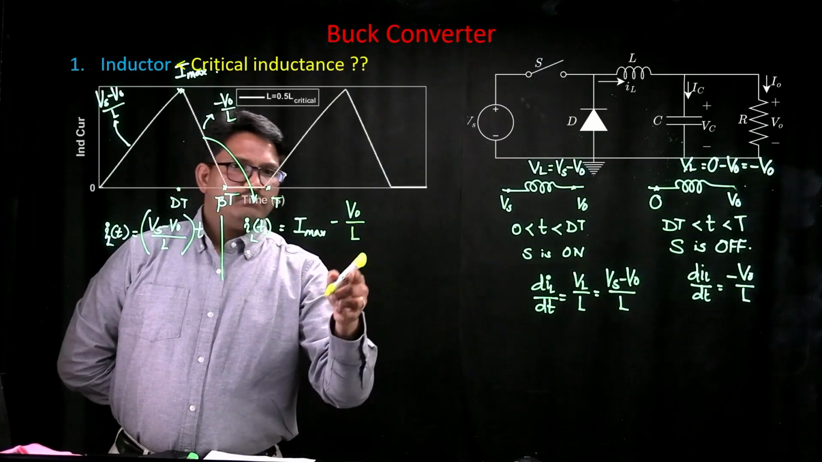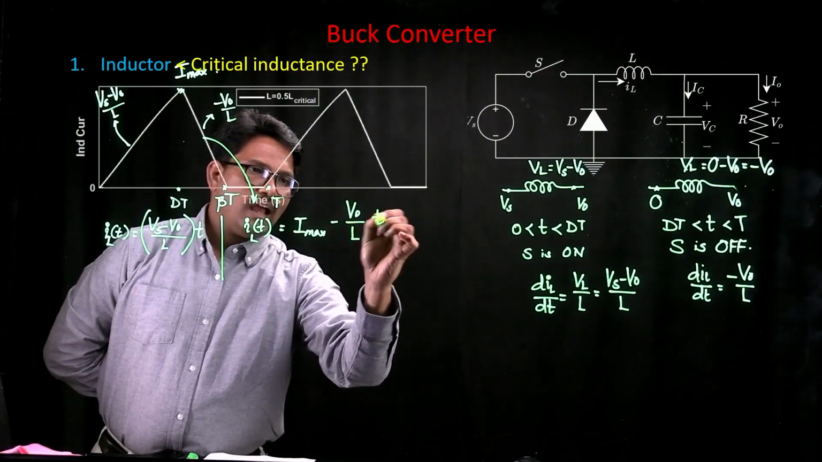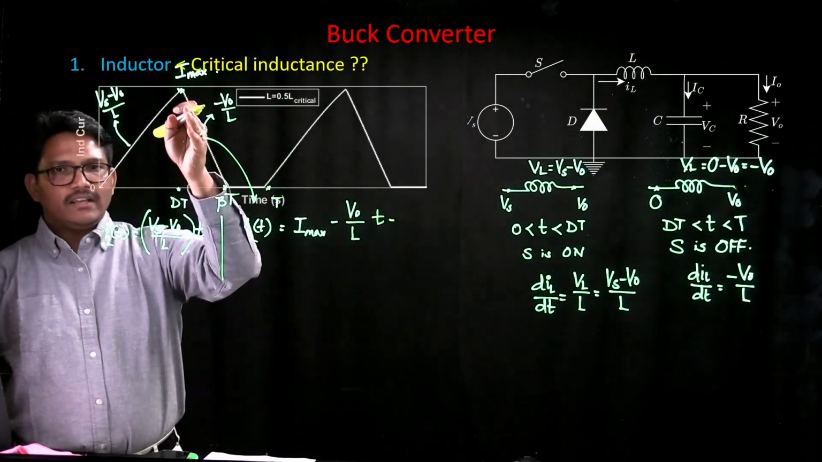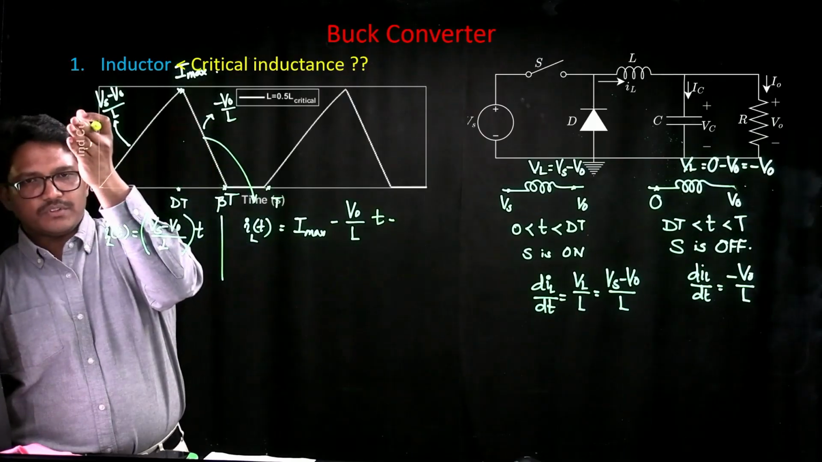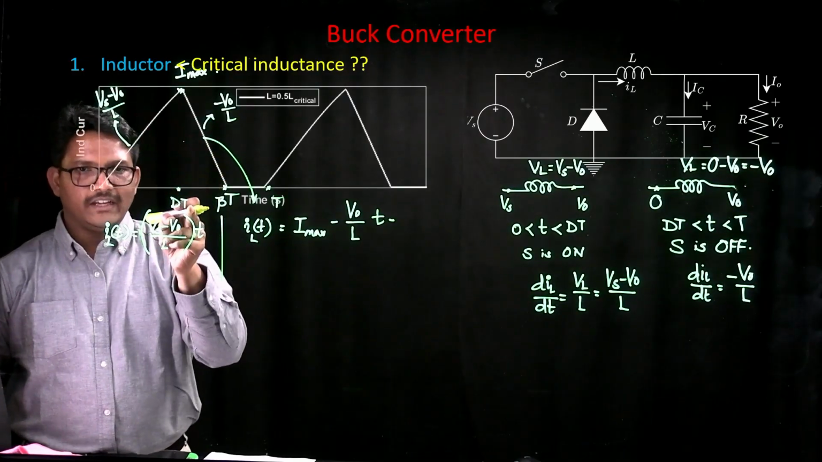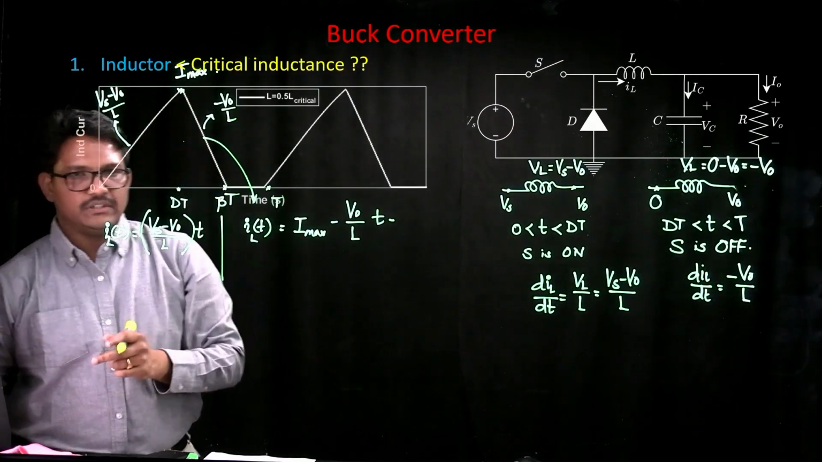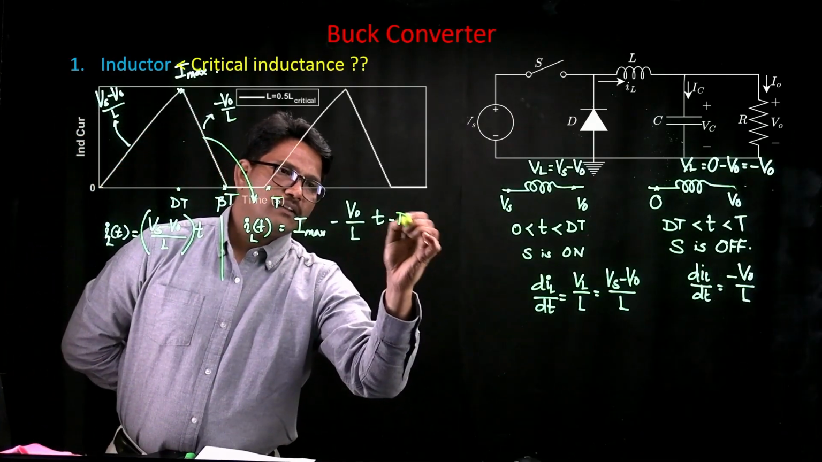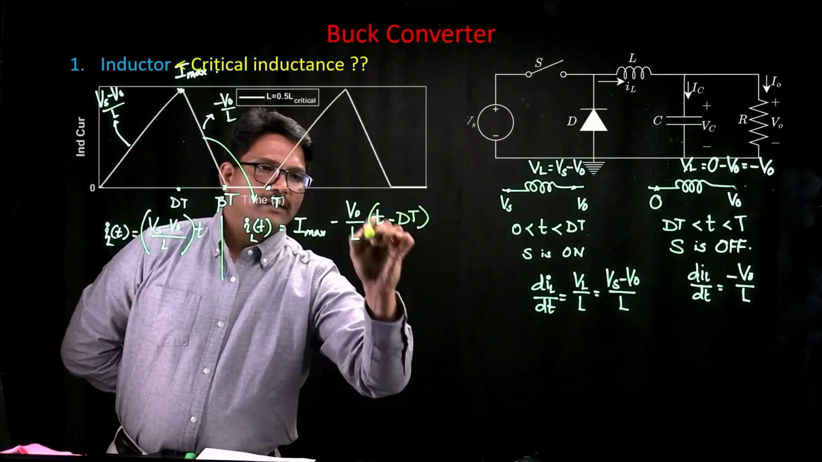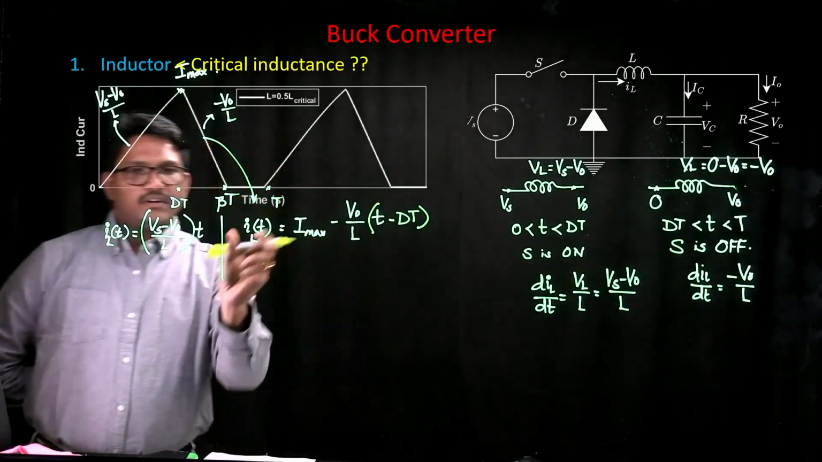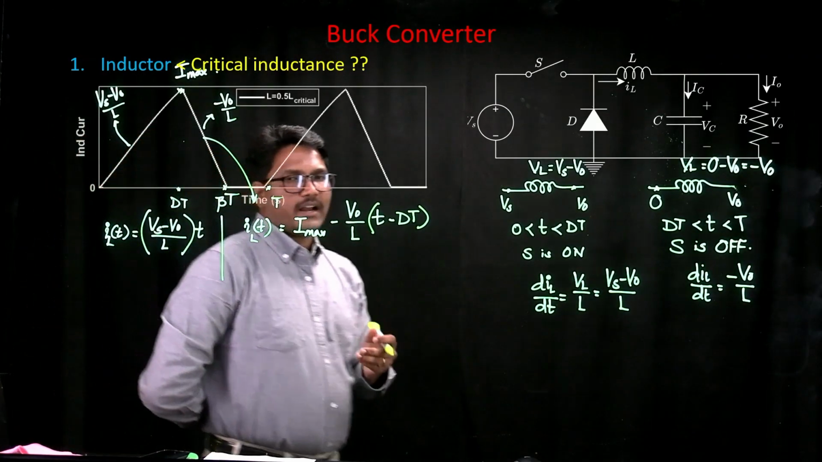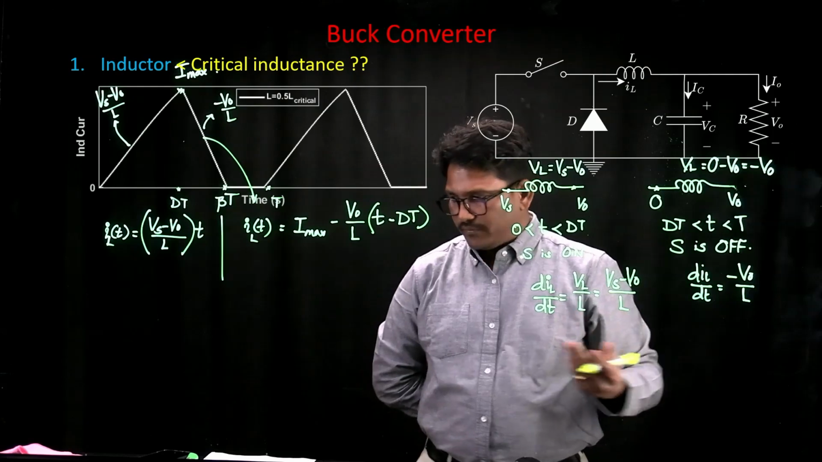And the time is basically having a delay because this current is not starting from 0 time, it is starting with an offset of dT. That is the waveform expression. So now you have a delay of dT, so now you say that it is t minus dT. This is an expression for the output inductor current when your switch is turned off.